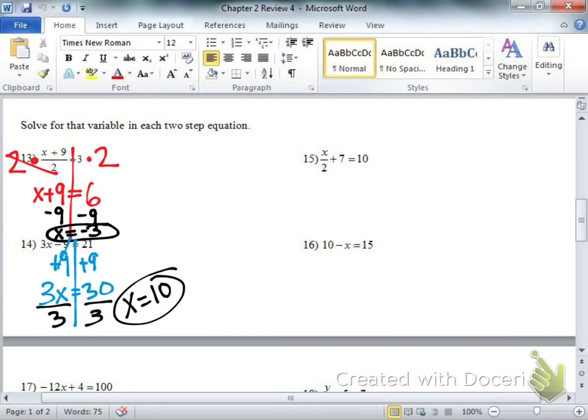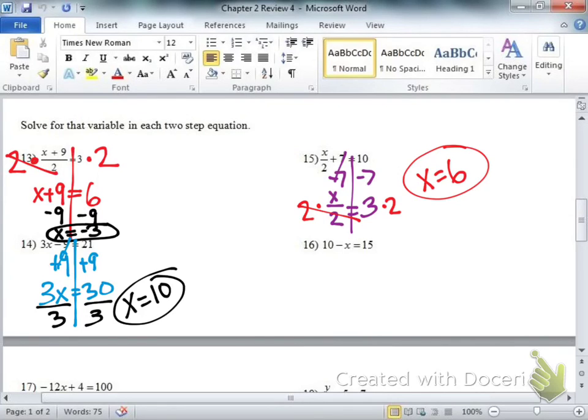Alright, 15, another pretty straightforward two-stepper. You got to undo the adding and subtracting first, so I'm going to subtract 7. That leaves me with x divided by 2 equals 3. And then I multiply both sides by 2. Whoops, made that wrong. If you made a mistake, go back and fix it. You might want to put a star next to it so you make sure that you study those. I did times 2 on 2 and 10.